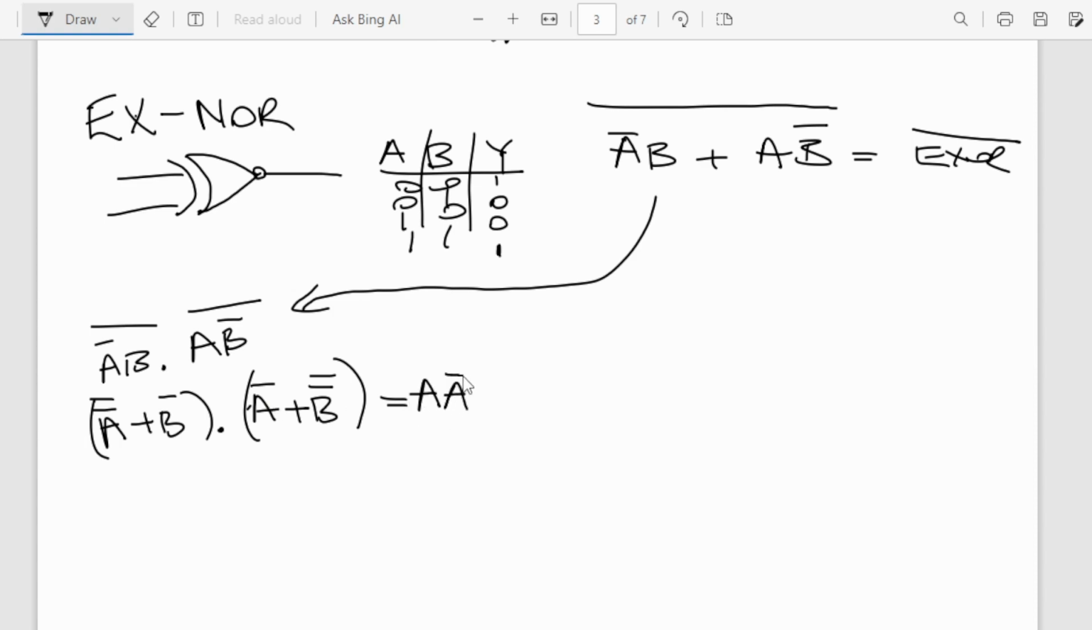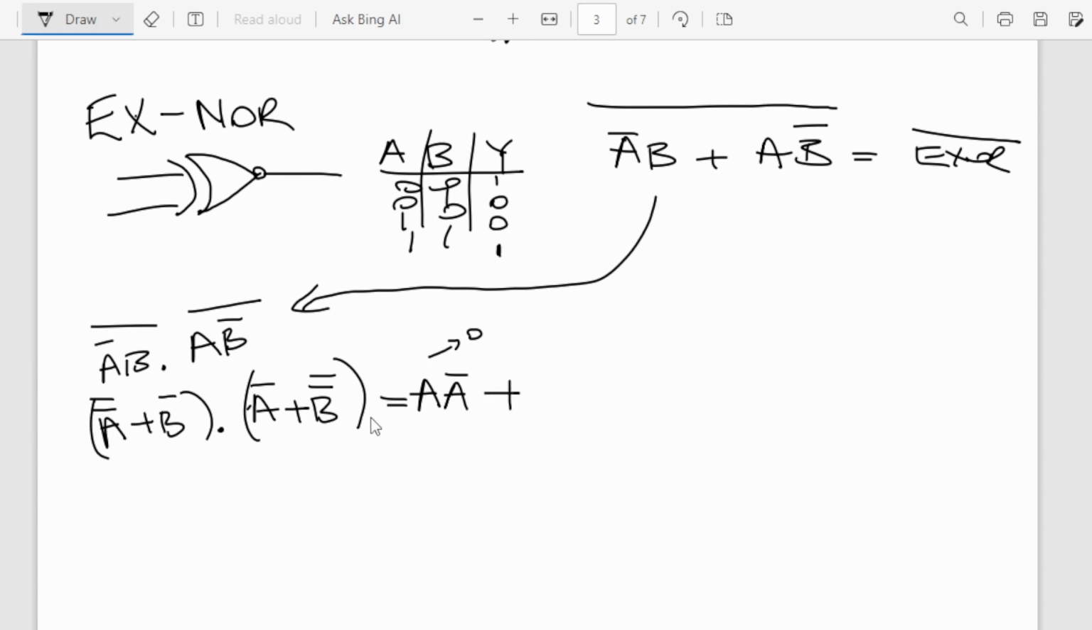Now again, based on the rules of DeMorgan's theorem, anytime you have A times A bar, that will go to 0, right? Because you will never have a condition where both A and A bar are going to be 1 because they're opposite.